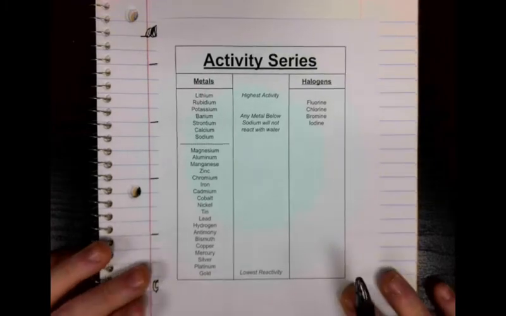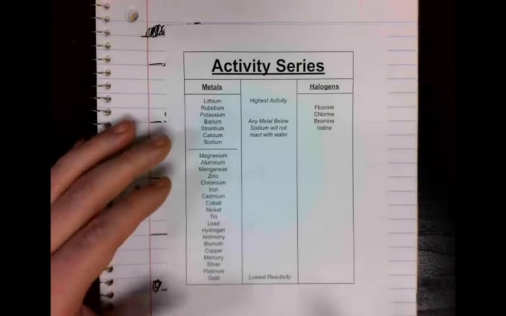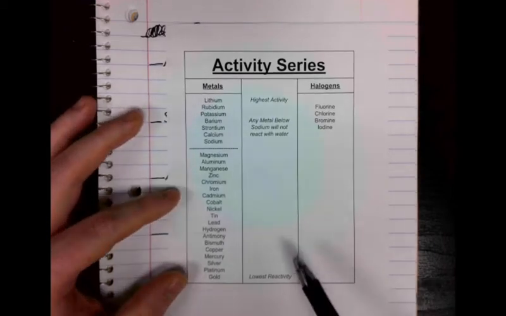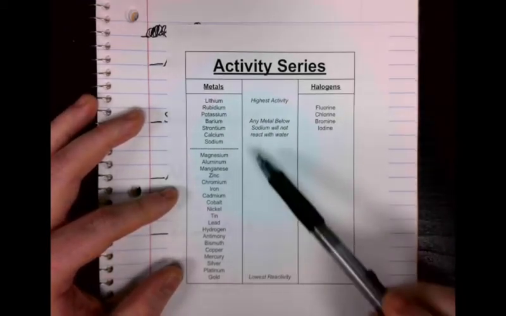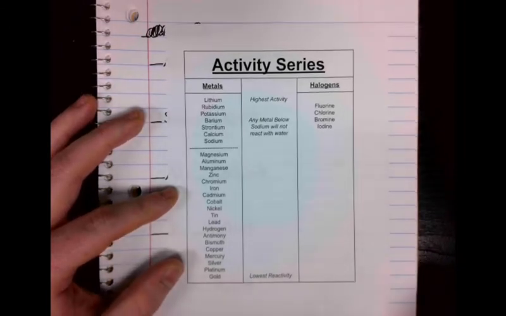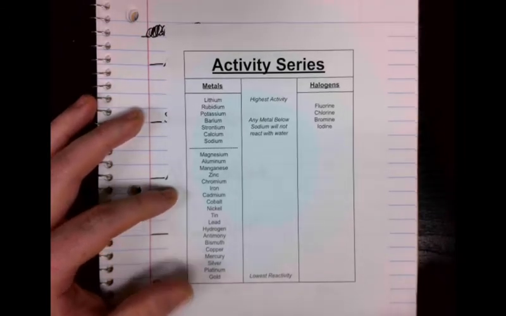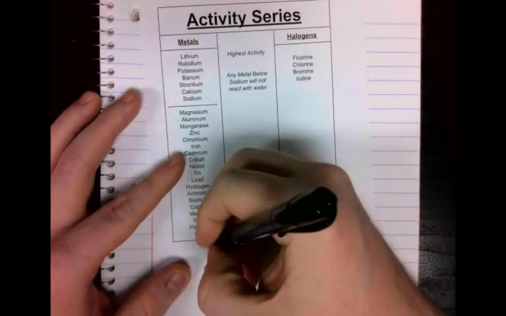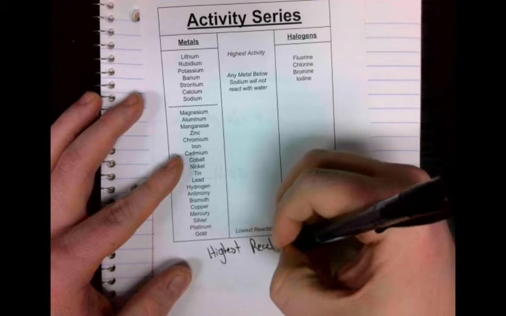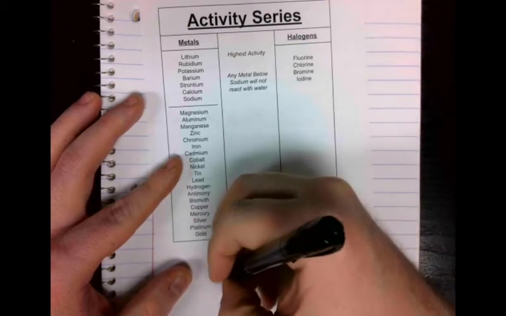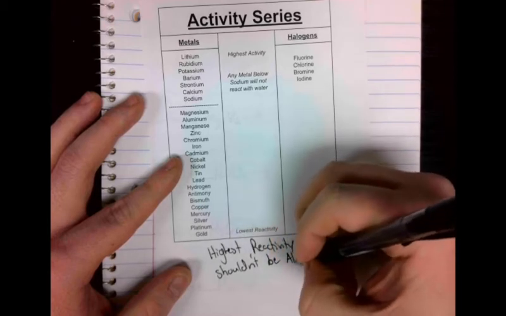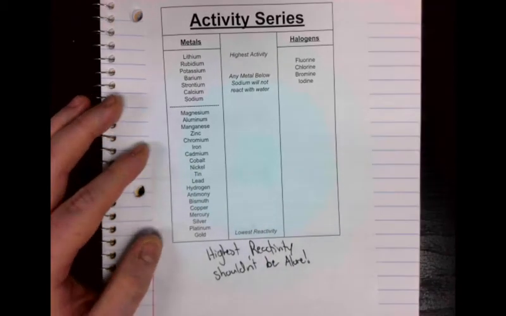And the way this works is when you have a single replacement problem, you have to look at the elements involved and decide whether or not the swap is going to happen. More reactive elements will beat or replace lower reactivity elements, and we'll swap them out of the compound. The key idea you want to make sure is that the highest reactivity shouldn't be alone in a single replacement reaction.